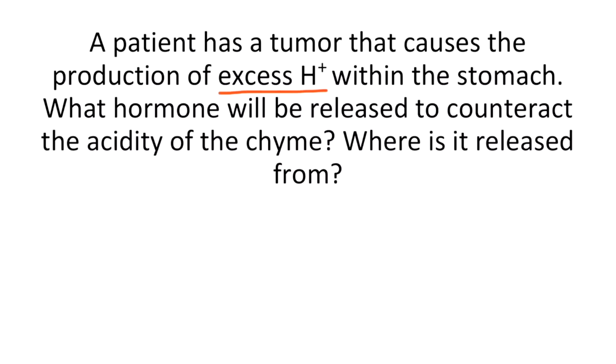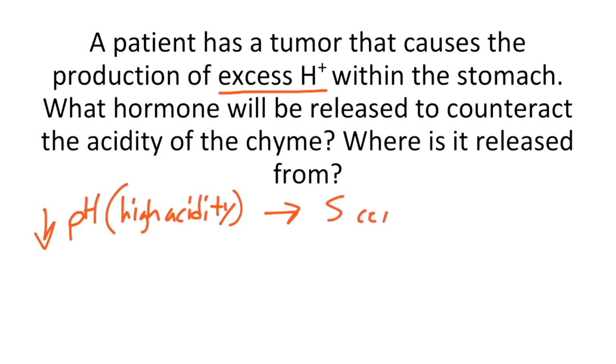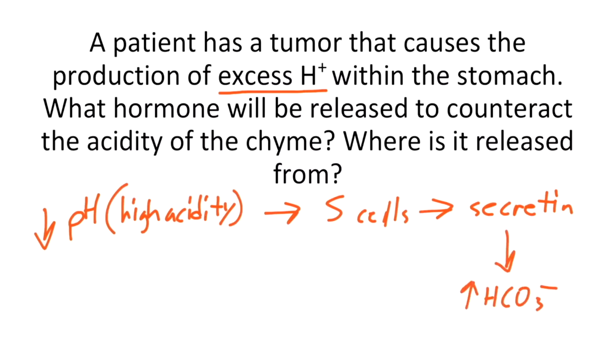The acidic chyme will then enter the duodenum, and the low pH will be sensed by the S cells. So low pH means high acidity, and this will stimulate the S cells to secrete secretin. Secretin will then cause the release of bicarb from the pancreas, and it will decrease acid production from the parietal cells. So in answer to our question, what hormone will be released to counteract the acidity of the chyme? It will be secretin. And where is it released from?